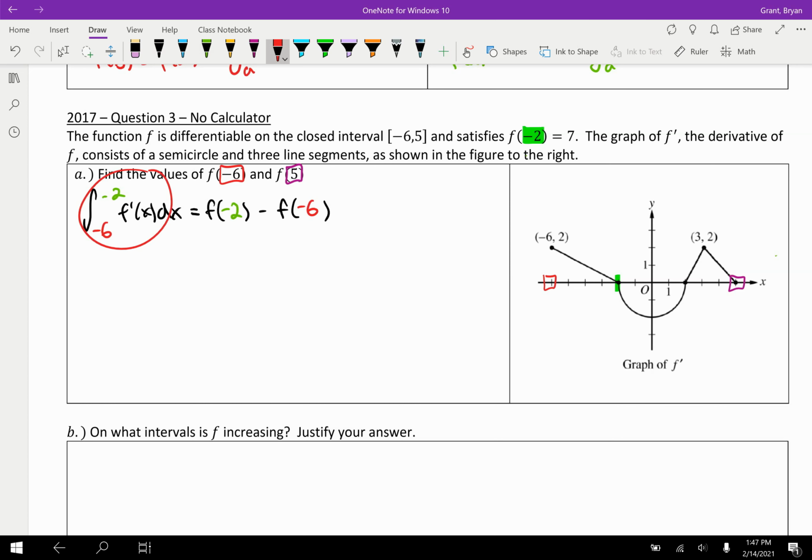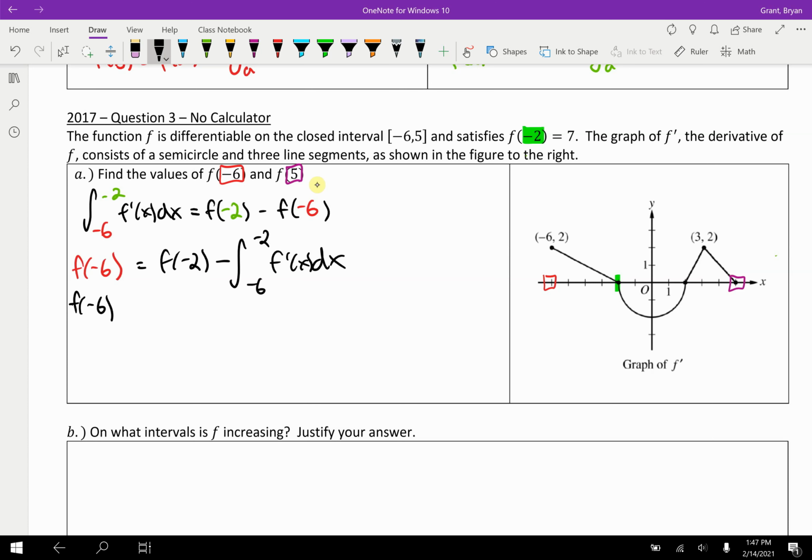Out of these 1, 2, 3 terms, which one are we interested in? Oh yeah, we want f of -6. So let's go ahead and isolate that. We're going to add f of -6 to the left, and simultaneously we're going to keep f of -2 where it is, but we're going to subtract the integral to the other side. And now we have a formula to find f of -6. We just need to do this math.